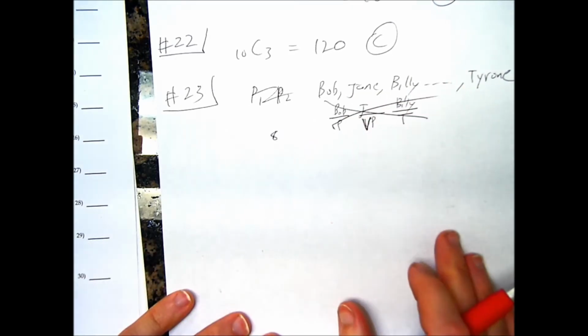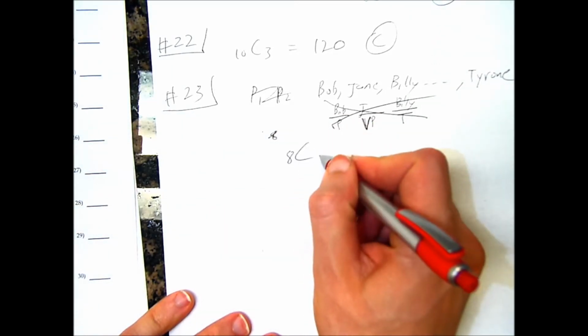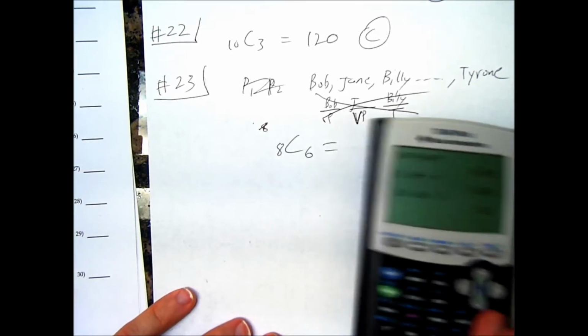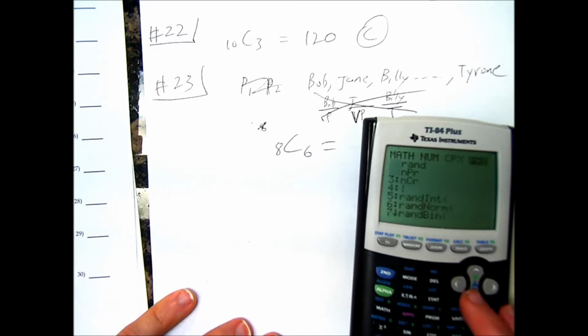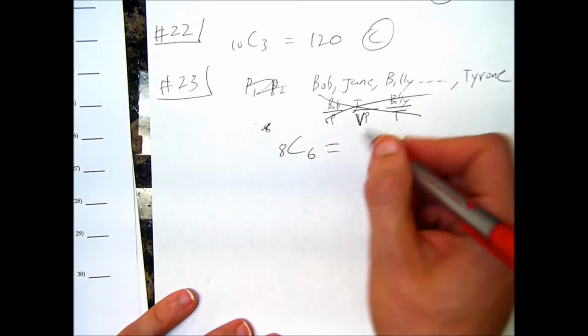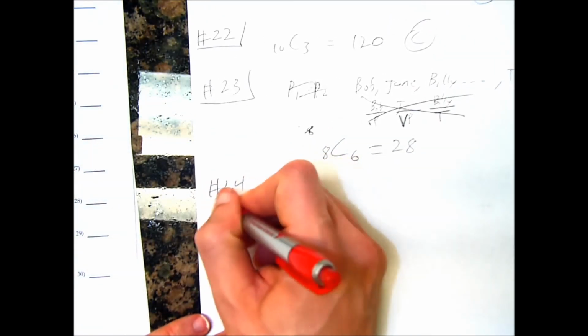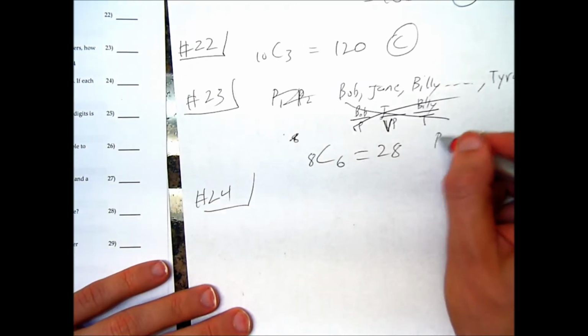But that's not the problem we're doing. We're just forming a subcommittee. So out of the 8 people, we just want to choose 6 of them and be done with it. So go to our calculator and we do 8 math probability, choose 6, and we get 28. So there's 28 different subcommittees we can get. So number 28 is B.